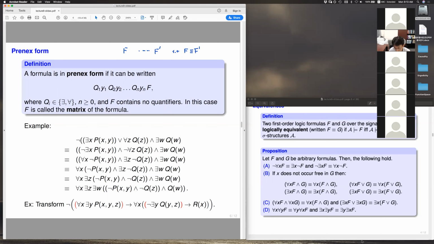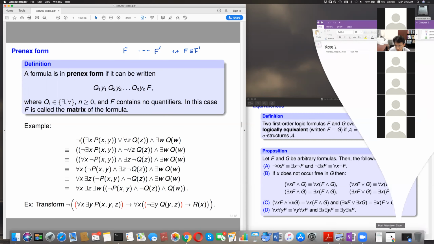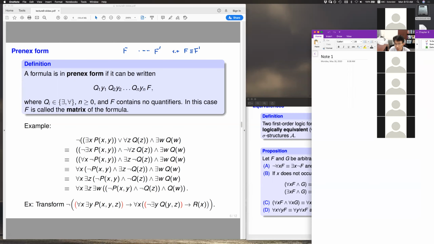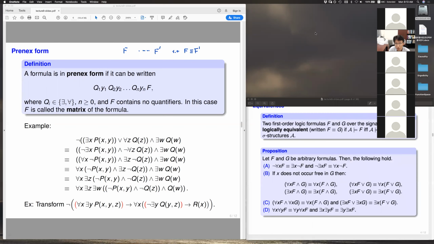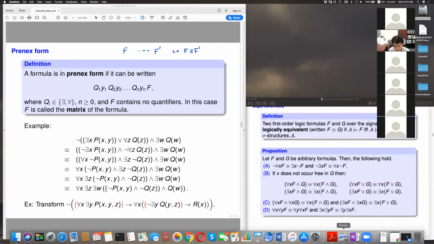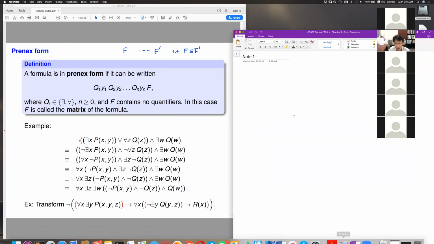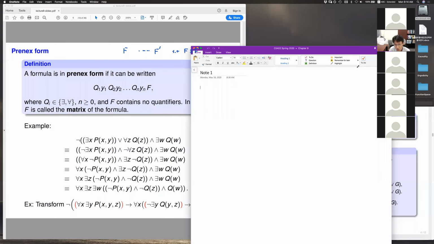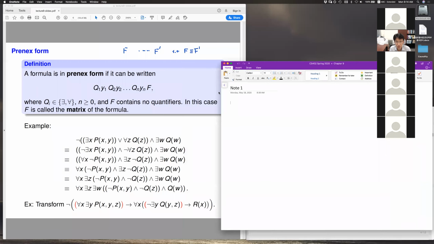Okay, so let me show you the answer. It's really simple, but I think it's good practice to do this now.